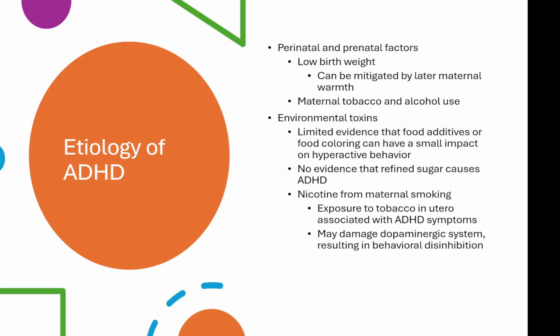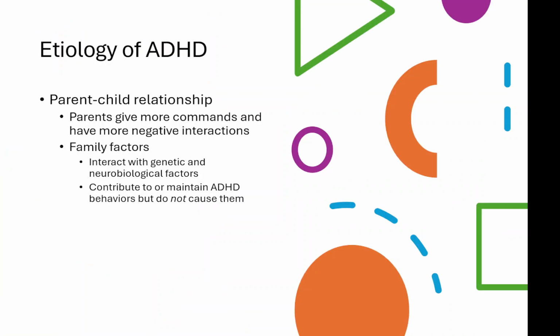Nicotine exposure, specifically from maternal smoking during pregnancy, has been shown to be associated with ADHD symptoms. Smoking can damage the dopaminergic system in the developing brain, leading to behavioral disinhibition, or what we might commonly refer to as poor impulse control. This is one of the reasons why it's crucial to educate families on the risks of smoking during pregnancy. When mothers smoke, nicotine passes through to the child, and this can contribute to the development of ADHD symptoms.